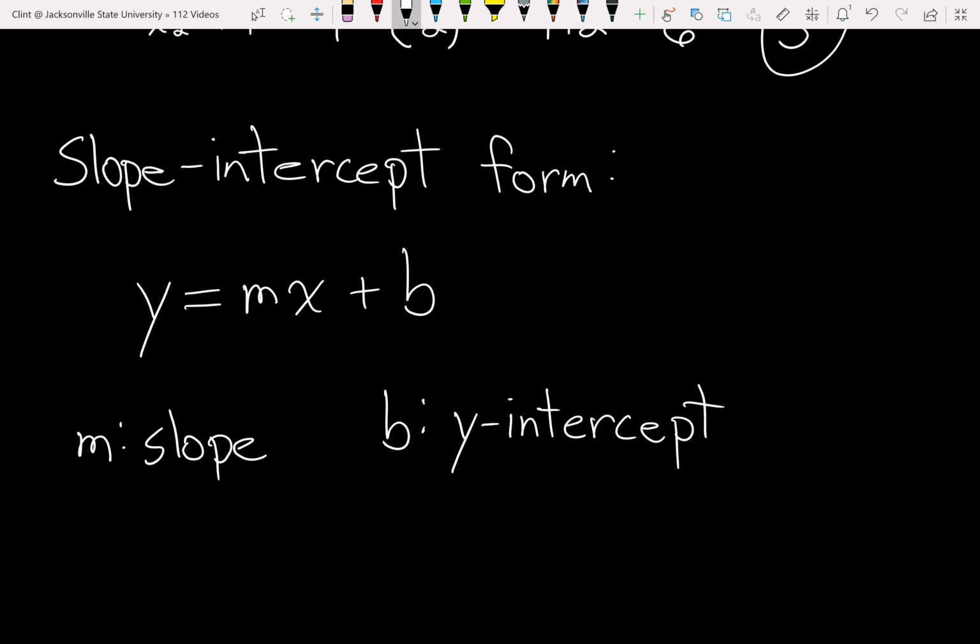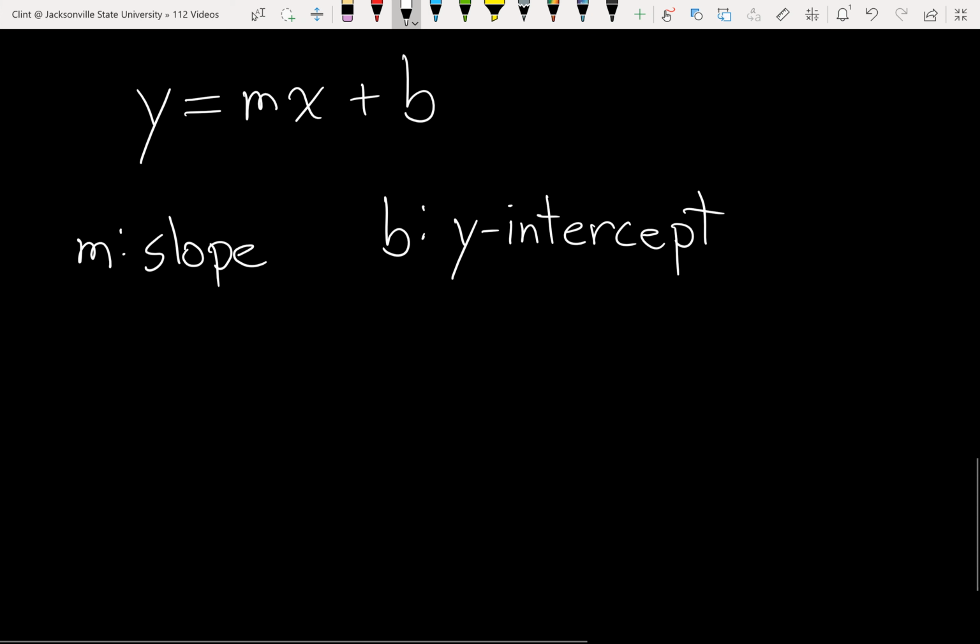So what is the y-intercept? Well, the y-intercept is where the graph crosses the y-axis.